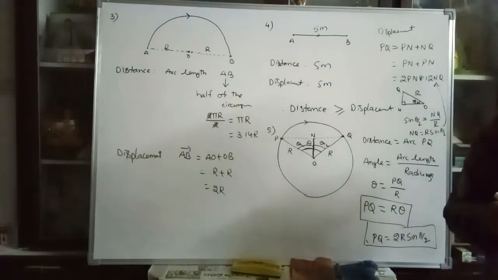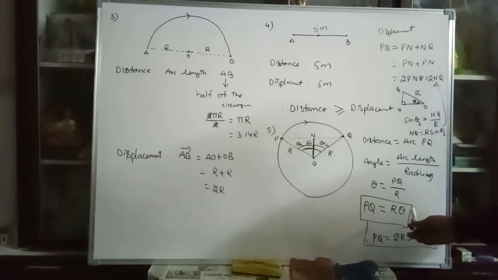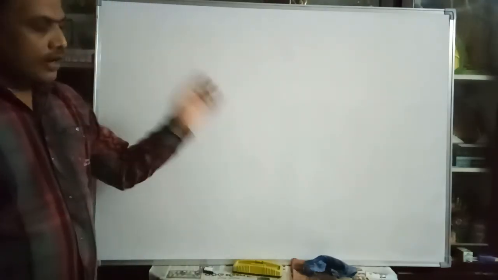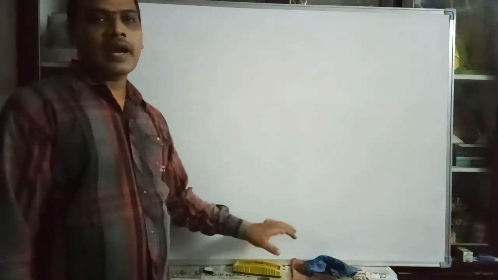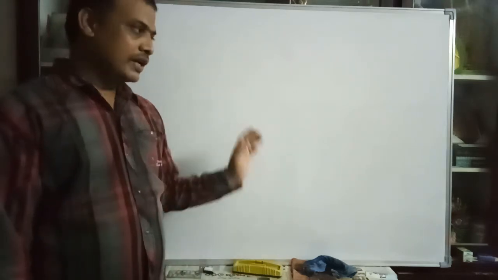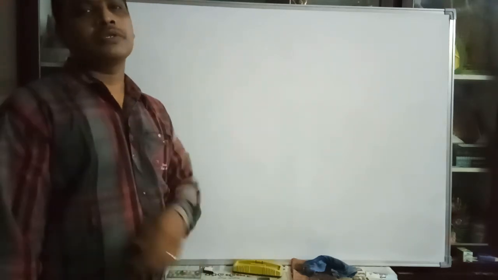So displacement is 2R sine theta by 2, and the distance is R into theta, as known from this application. From this application we conclude that distance is always greater than, and sometimes equal to, displacement. So that covers the terms distance and displacement.